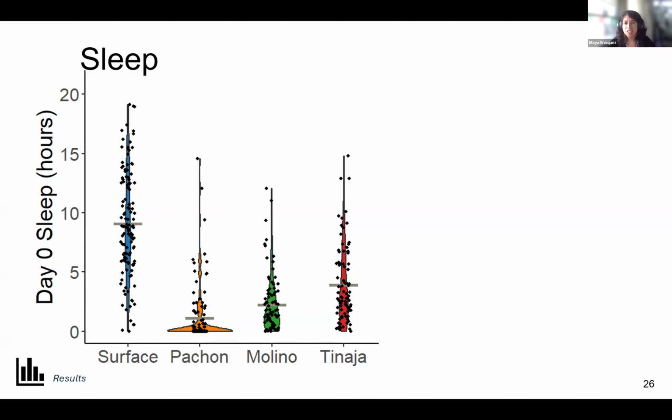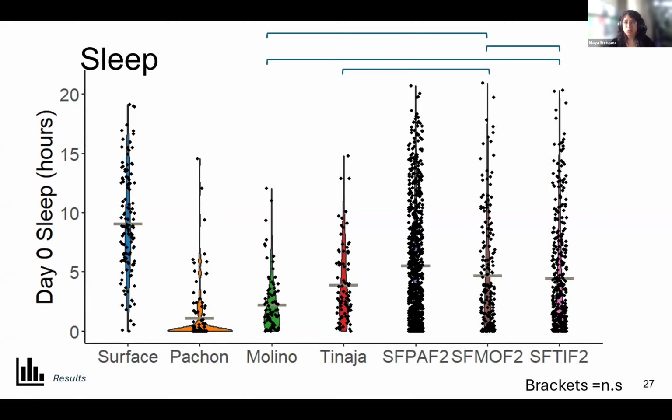5 at the most in Tinaja, then followed by Molino, and then Pachón. Then we have our hybrids, which we had way more individuals for. So those bars I'm showing are actually non-significance bars. The rest are completely significant differences between different populations. And as you can see, we have a ton of variation, which is very, very good for our QTL. That is exactly what we're looking for, is just a lot of variation.